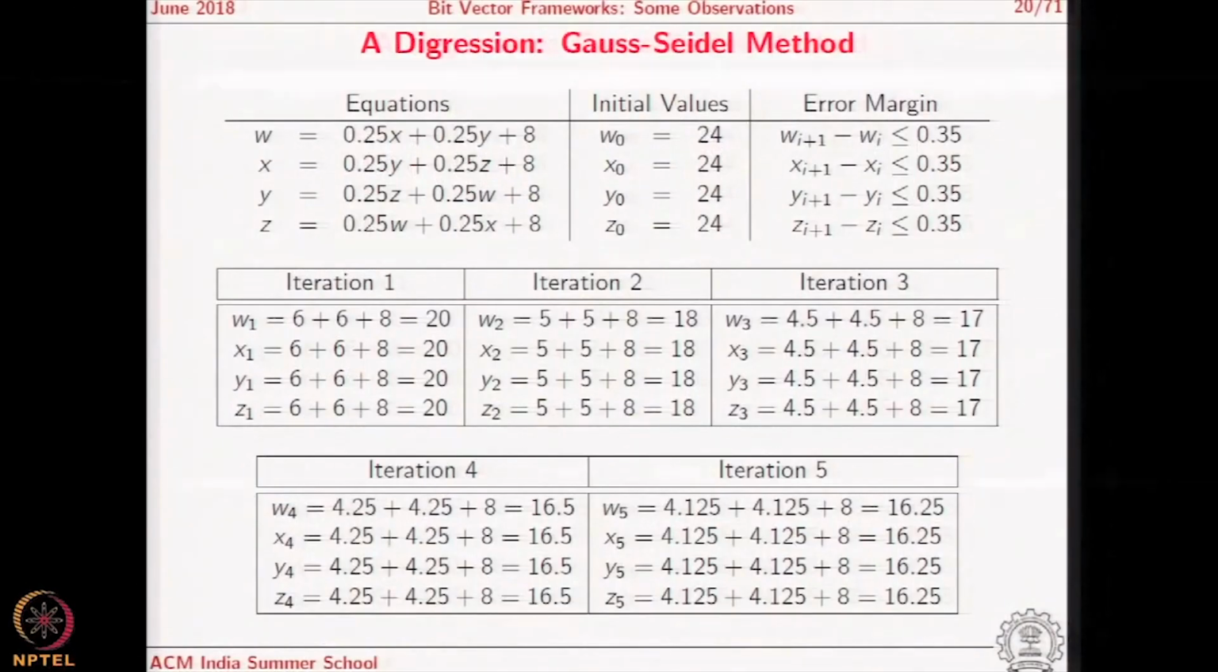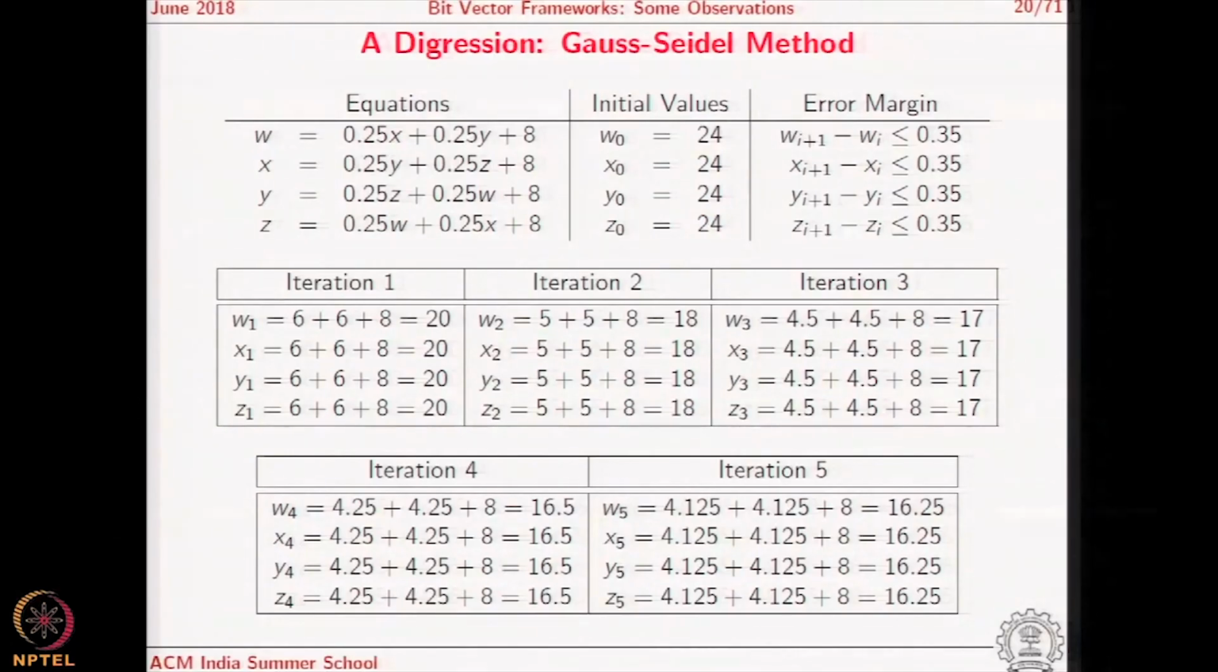Observe here that we have a use of w here and this w. We have used the value of w here as 24, whereas this w has already been computed as 20. So, it would have been possible for us to use the values computed in the same iteration rather than take it from the previous iteration, and that is essentially Jacobi's method.